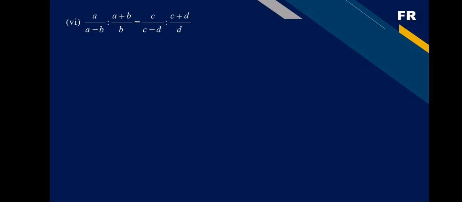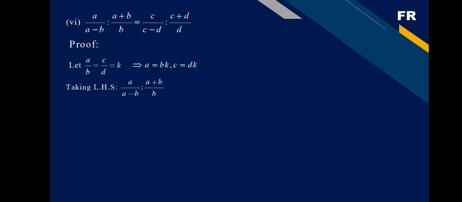Similarly, part 6 is a by a minus b ratio a plus b by b is equal to c by c minus d ratio c plus d by d. Again we write that a by b is equal to c by d is equal to k, out of which we get a is equal to bk and c is equal to dk. Taking left hand side, we get a by a minus b ratio a plus b by b. We will put a is equal to bk in the given expression to get bk by bk minus b ratio bk plus b by b.